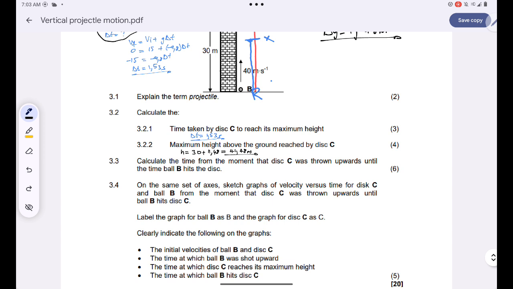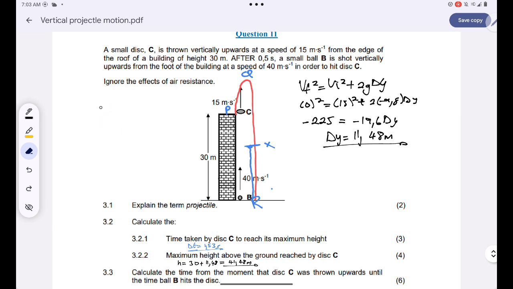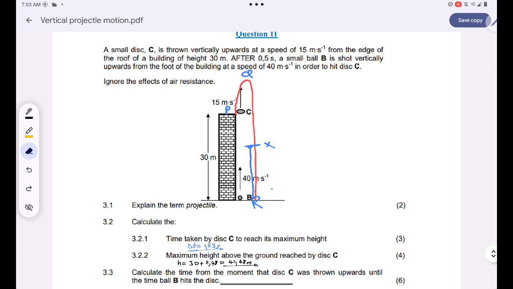Okay, now I must calculate the time from the moment that ball B is thrown upwards until the time ball B hits disk C. Let me erase here. So we are focusing on the ball and the disc, ne?